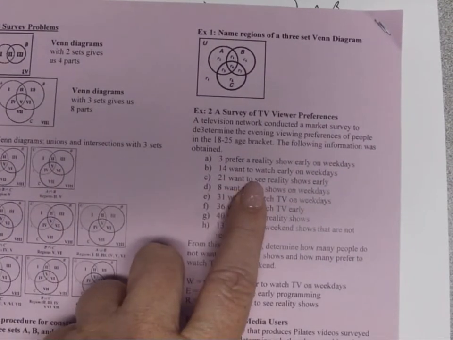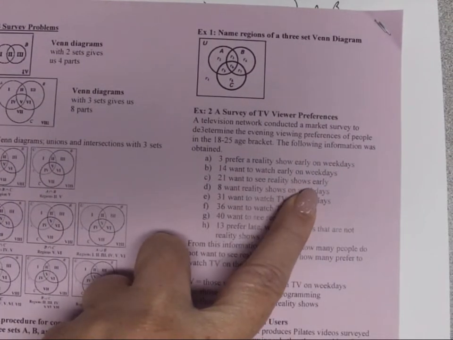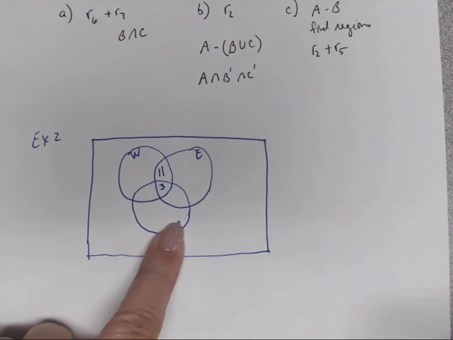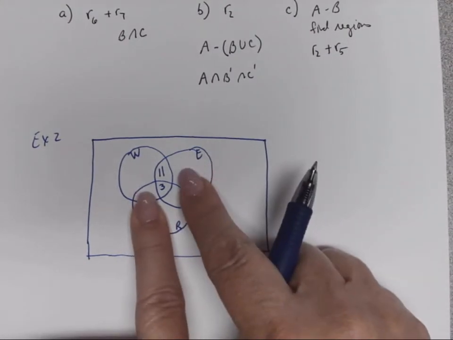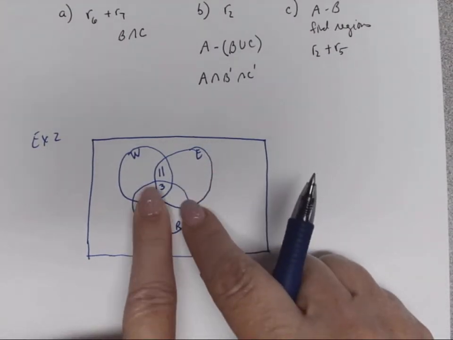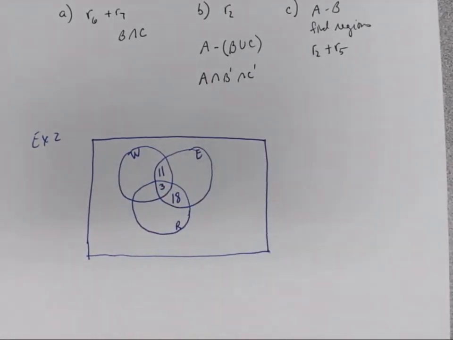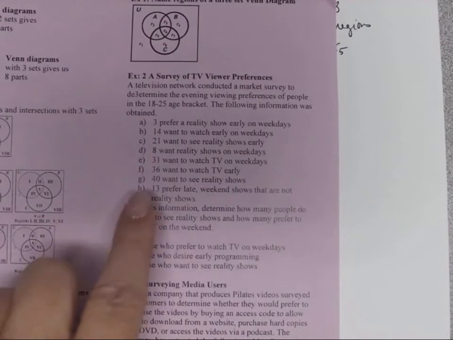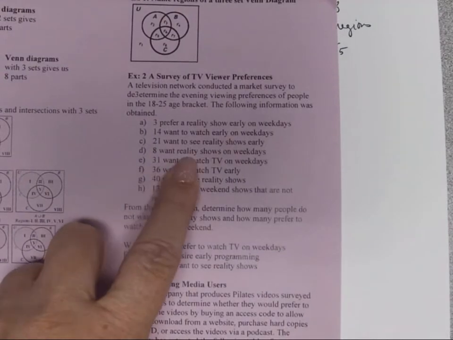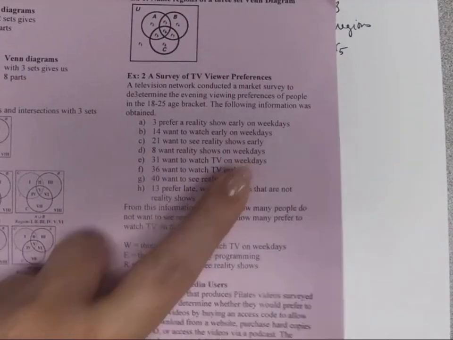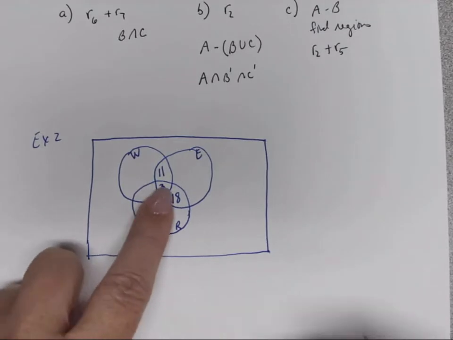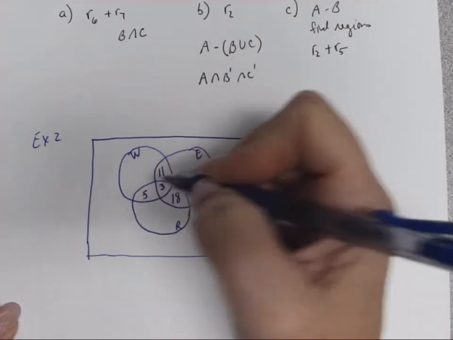21 want to see reality shows early. So reality shows and early overlap here, and it says 21. 21 minus 3 will get us 18 here. Next part, 8 want reality shows on weekdays. So 8 minus 3 would leave us with 5.